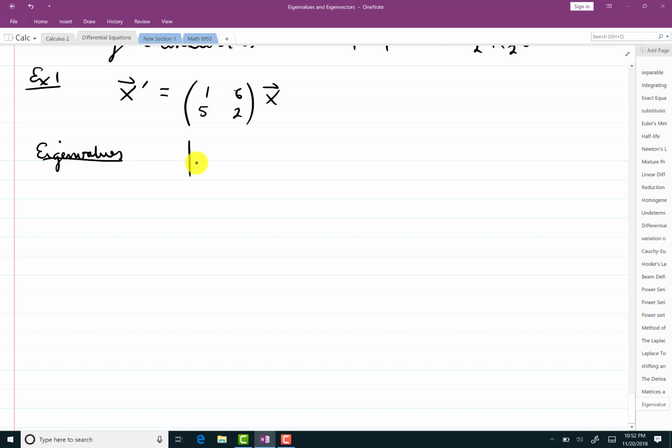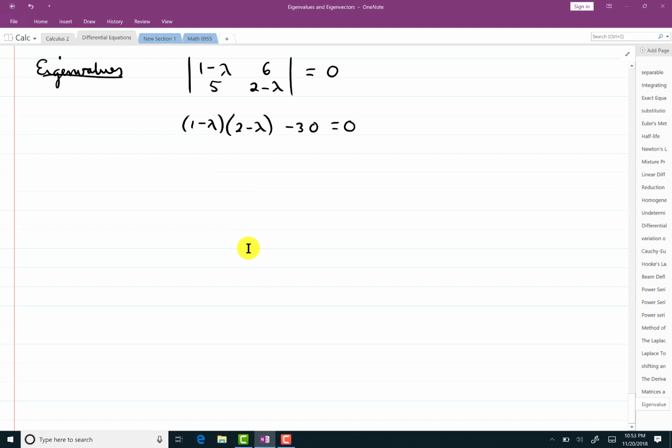For these, we want the determinant of A minus lambda I, or 1 minus lambda, 6, 5, 2 minus lambda, with that determinant equal to 0. Let me go ahead and multiply through: (1 minus lambda)(2 minus lambda) minus 30 equals 0. Multiplying out, 2 minus 3 lambda plus lambda squared minus 30 equals 0, or lambda squared minus 3 lambda minus 28 equals 0. This does factor. I get (lambda minus 7)(lambda plus 4) equals 0.